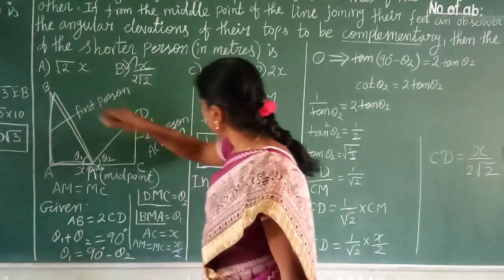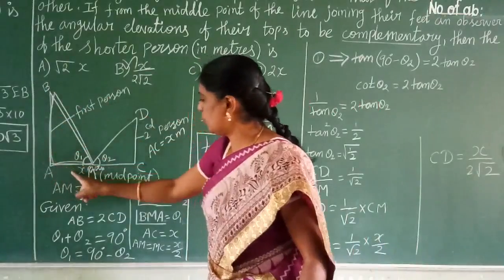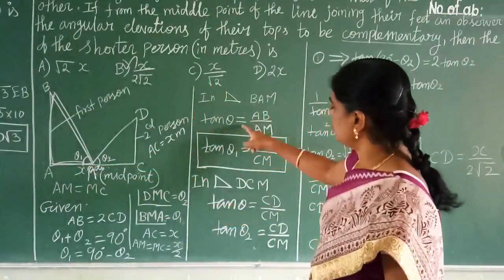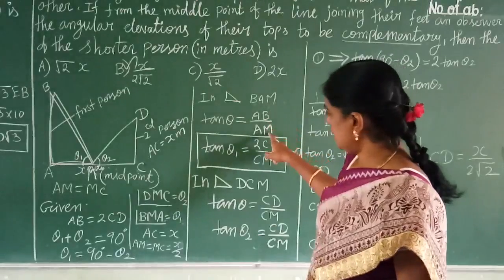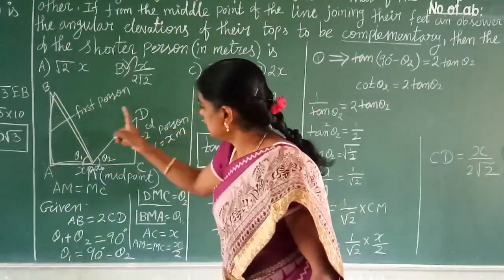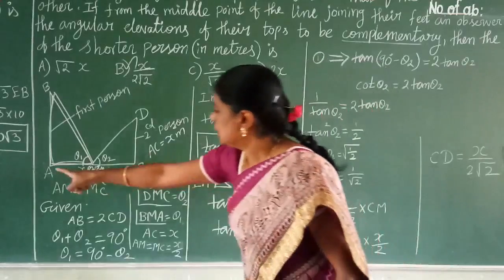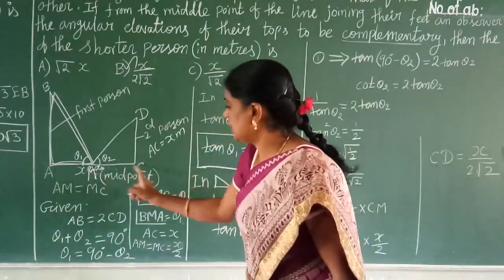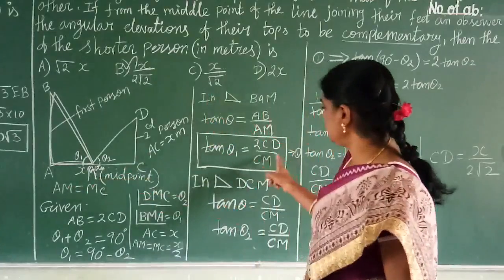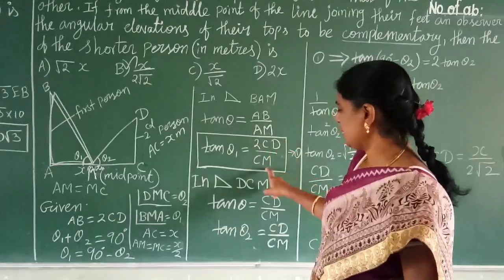In triangle BAM, take angle theta. This side is opposite, this one adjacent. So tan theta is equal to AB by AM. AB is double the distance, so AB is 2 CD, and AM is equal to MC. So AM and CM are the same. Therefore tan theta is equal to 2 CD by MC.